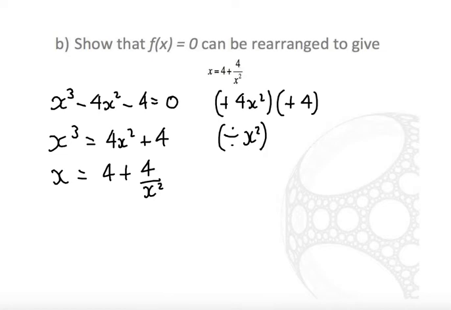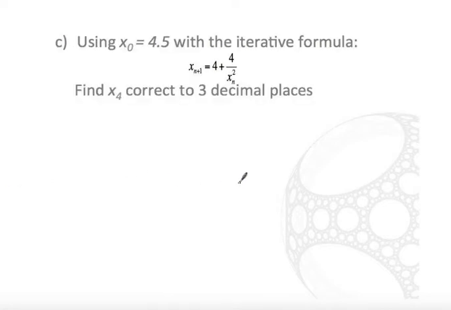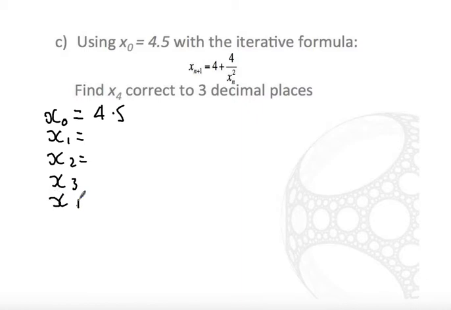Okay, so let's look at part C then. Part C says using x0 equals 4.5 with the iterative formula, xn plus 1 equals 4 plus 4 over xn squared, find x4 correct to 4 decimal places. So we're going to do x0 is 4.5. I'm just going to put this into my calculator and evaluate it. So I'm just going to list them here, x1, x2, x3, x4.